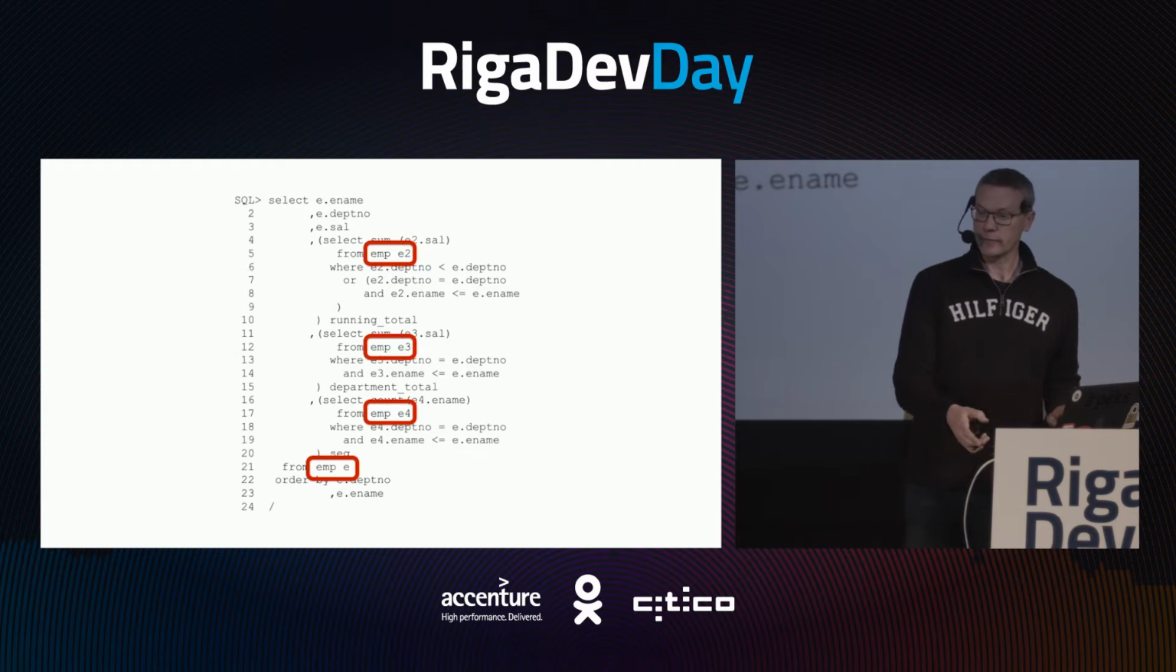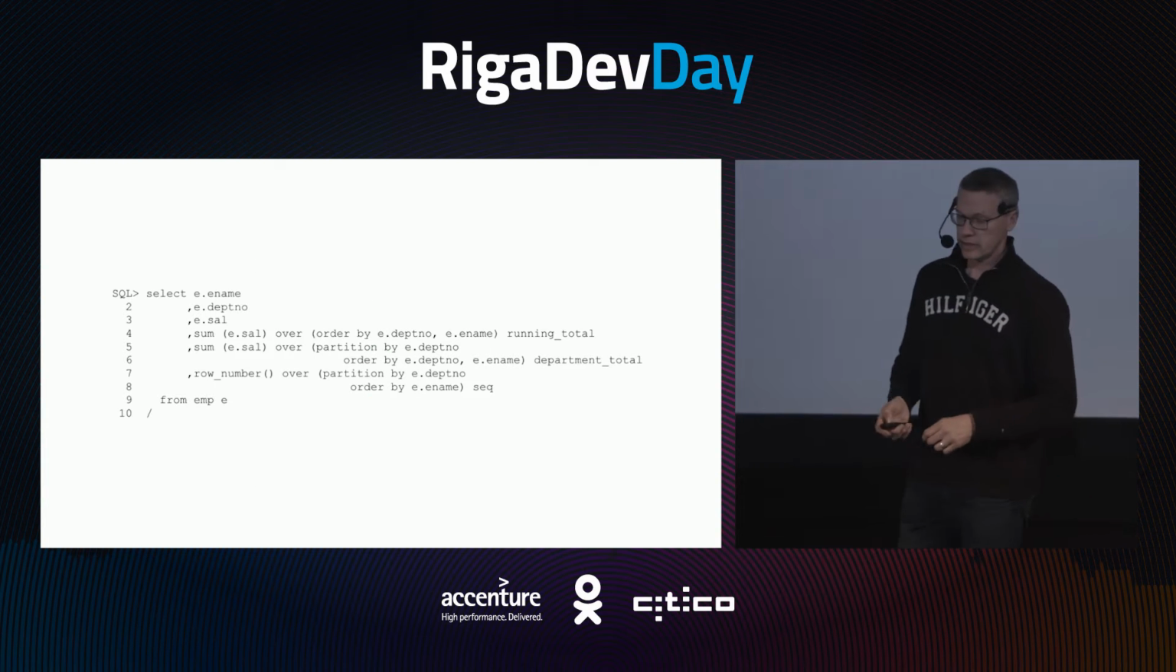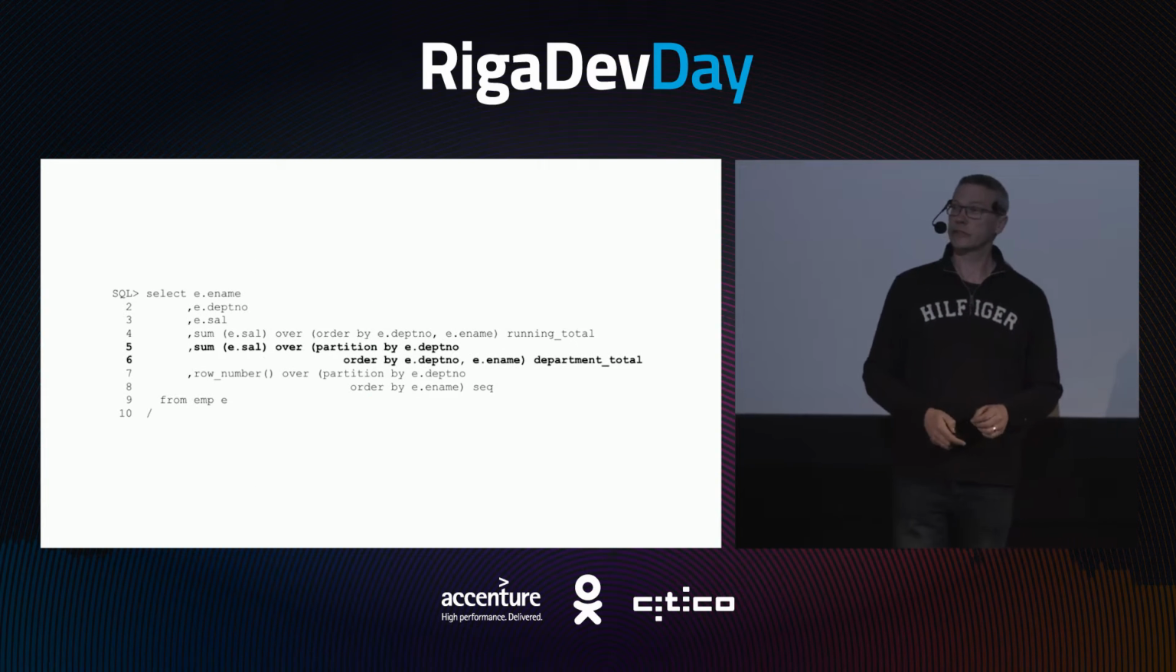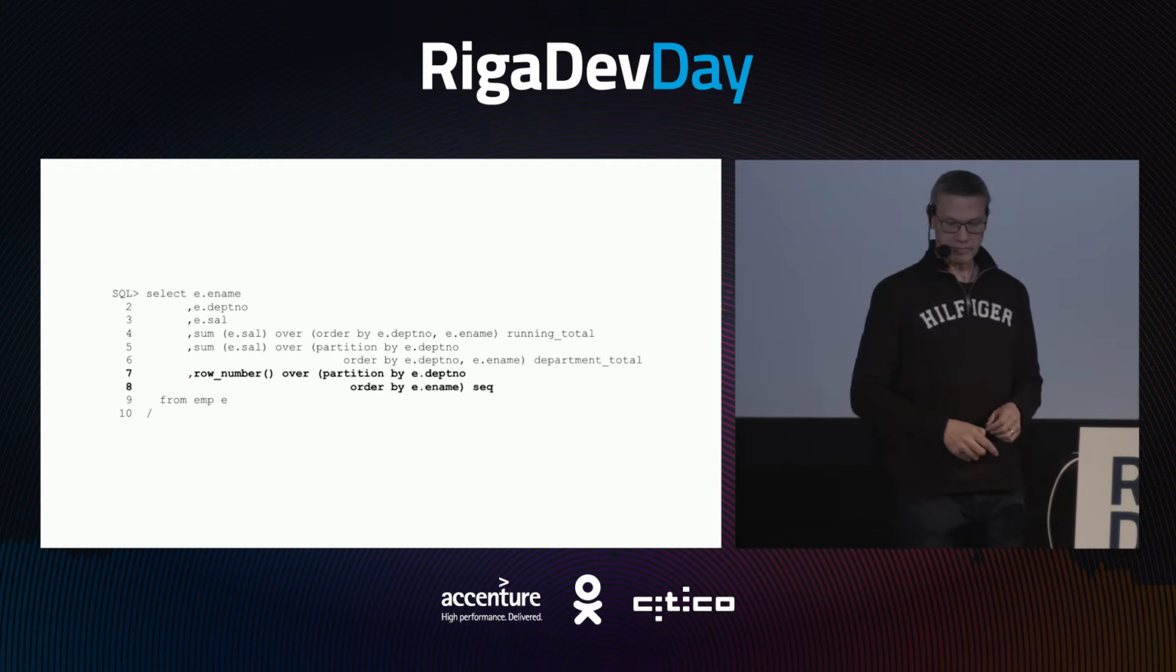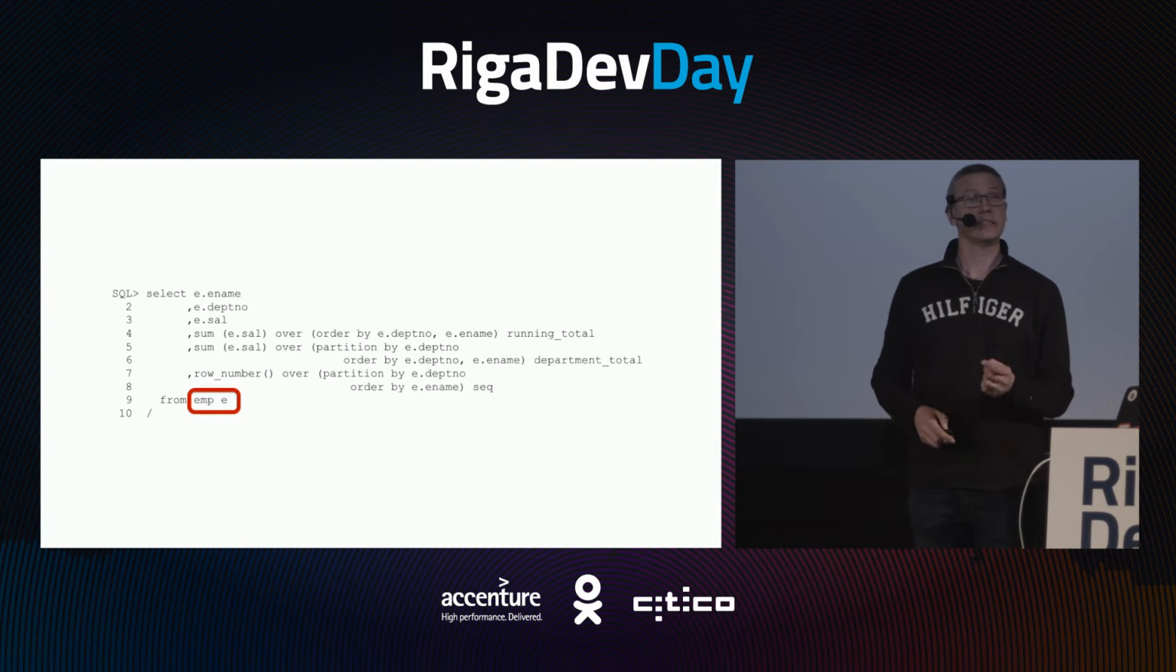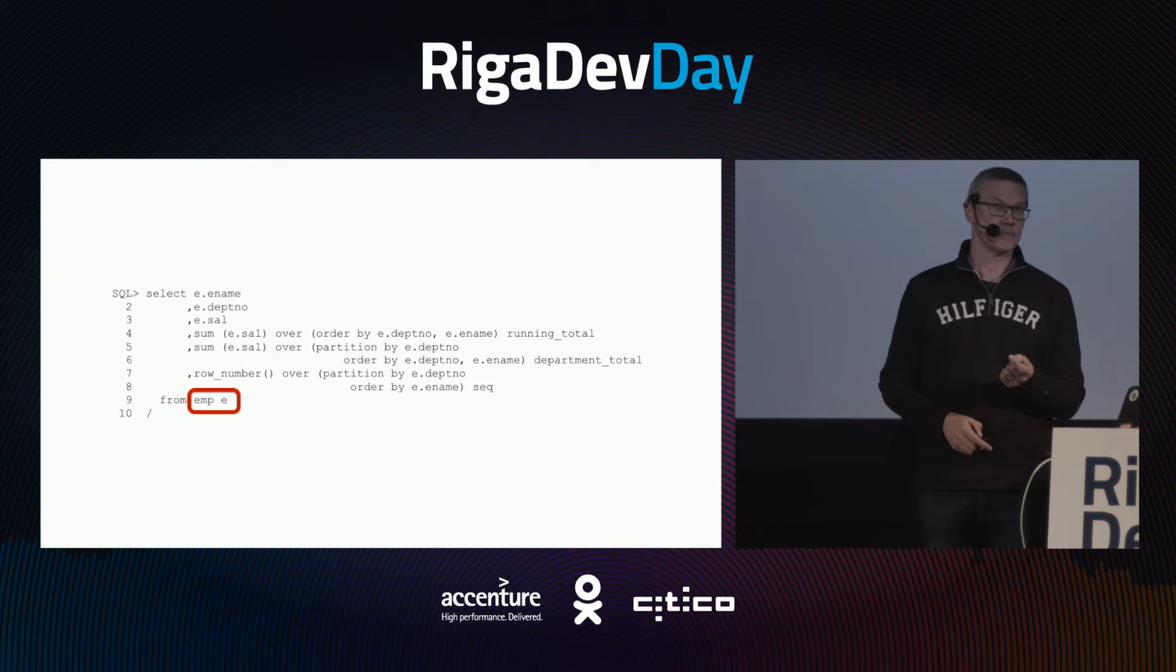Had you learned about analytic functions, you could also write a query like this one, where you have your running total, your departmental total, your sequence number, all in one go, accessing the emp table only once. Okay?